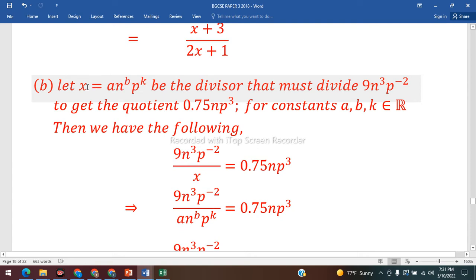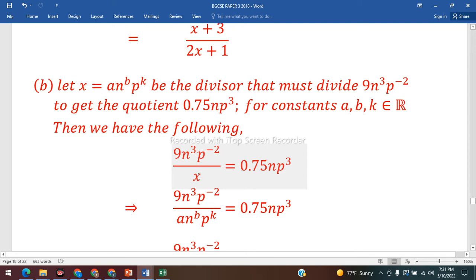Okay? And x is going to follow a certain form. x is going to look like a times n to the power of b times p to the power of k, where a, b, and k are constants and they are real numbers. So all I'm saying is that we need to find out what x is. We don't know what that is. That's the term that we're going to use to divide this to get the 0.75 n p to the third power.